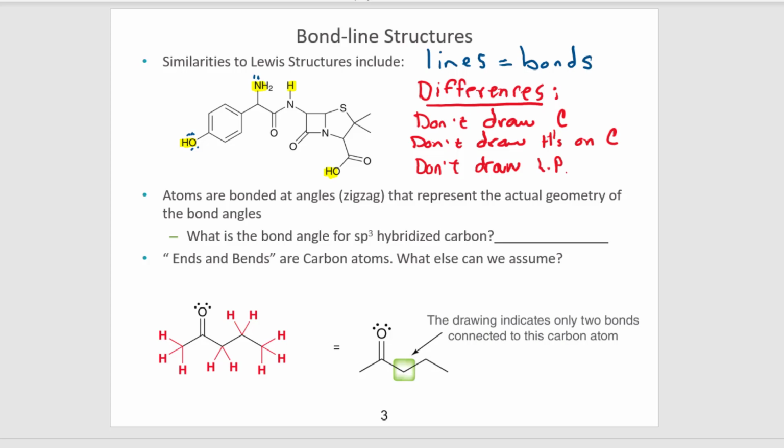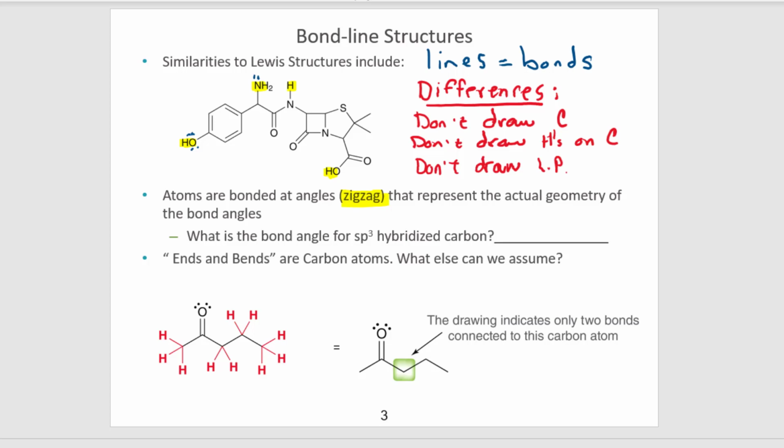One of the nice things is that because we're not drawing the carbons, we are using a zigzag representation to show those carbons. And the nice thing about using a zigzag is that it actually reflects, or mirrors, the tetrahedral nature of an sp3 carbon.